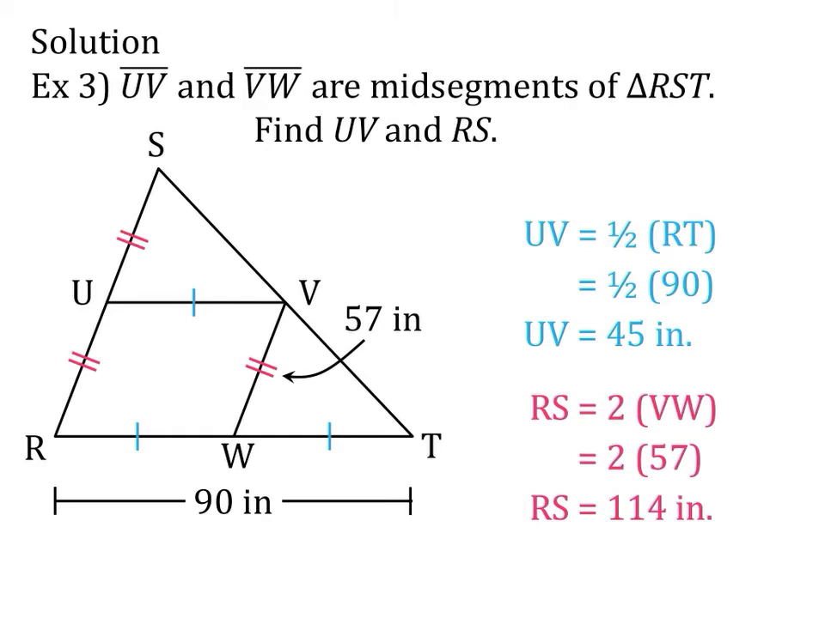So here we have two different examples. In one, we use the midsegment to be equal to half the length of the side that it is opposite of. And then in our second equation, we used that the side opposite is equal to twice the length of the midsegment. So you can set up in either format and get the same answer.